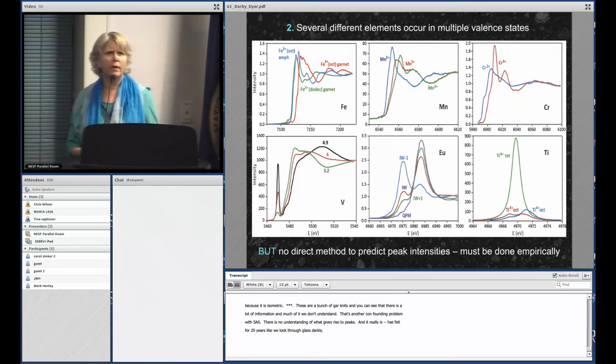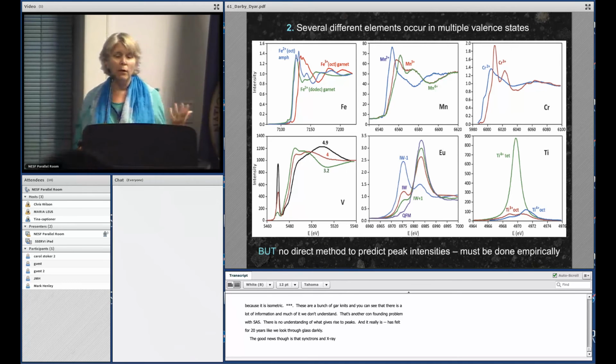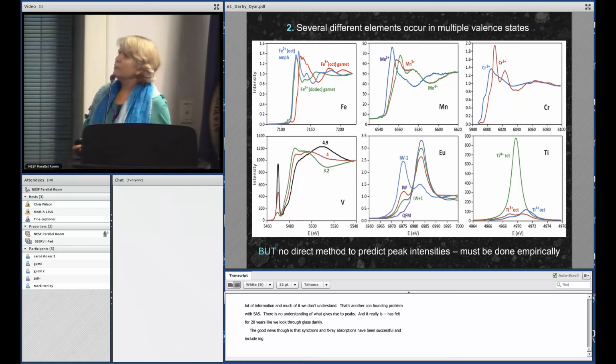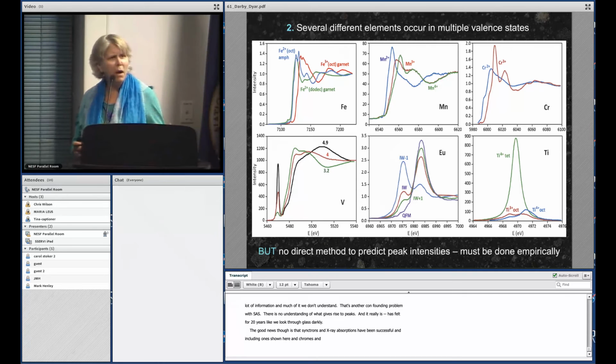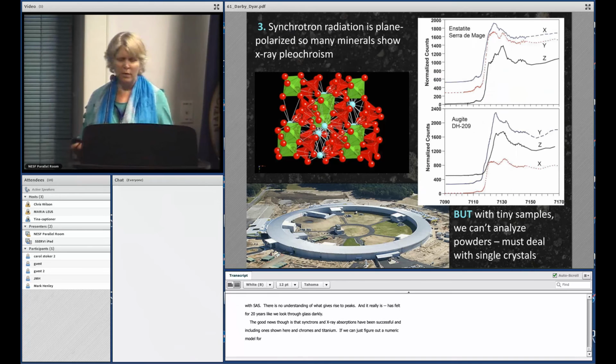The good news, though, is that synchrotrons and X-ray absorption spectroscopy have been successful in looking at a whole bunch of different elements that occur in multivalent states, including the ones shown here: iron, manganese, chrome, vanadium, europium, and titanium. So if we could just figure out a numerical model for understanding how to interpret valence state measurements out of these things, we'd be golden. And that's the object of this study.